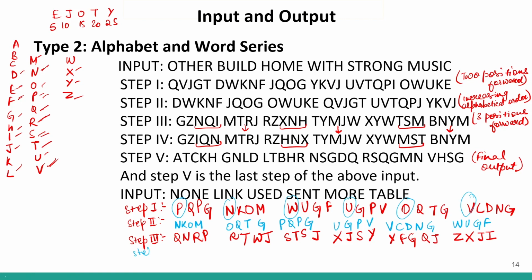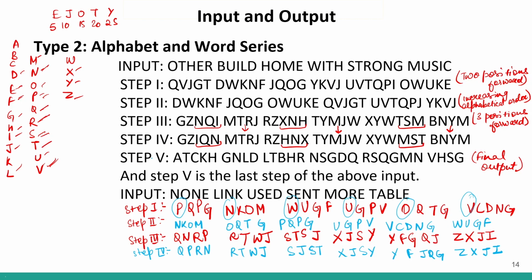Step 4, we will do alternate. So, first, last 3 digits will change. So, it will be Q, P, R, N. Correct? This will remain same, R, T, W, J. Then, 3 digits will change. So, J, S, T. This will remain same, X, J, S, Y. Then this will change Y, F, J, Q, G, and this will remain the same, that is Z, X, J, I. Correct? This is your step 4.